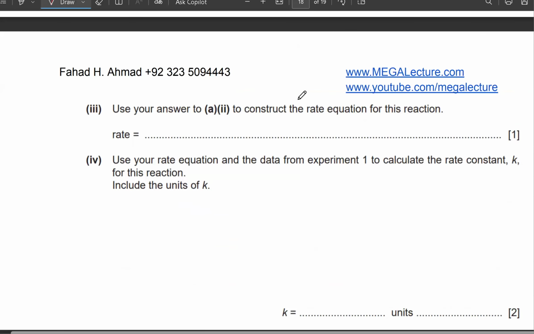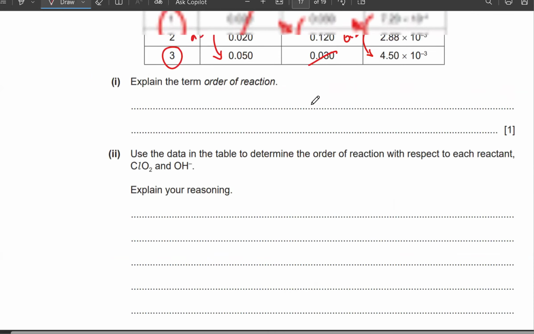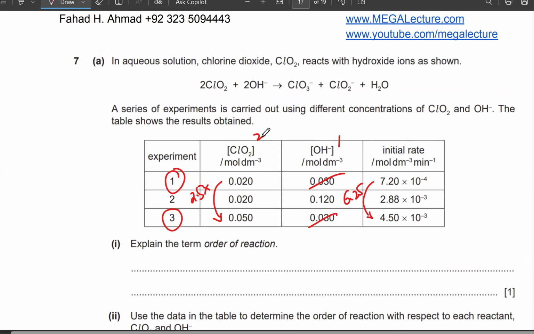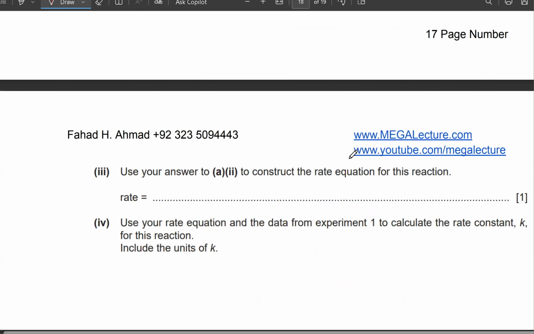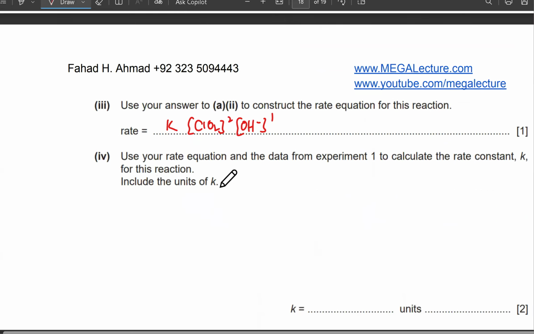Then he says use your answer to construct the rate equation. So we figured out ClO2 is order 2 and OH minus is order 1, and you're going to have K. And he's saying use your rate equation and the data from experiment 1 to calculate the rate constant K for the reaction, include units of K. So you have to find K now.